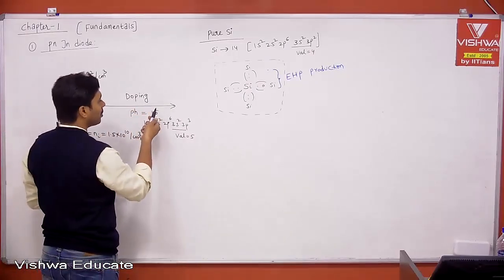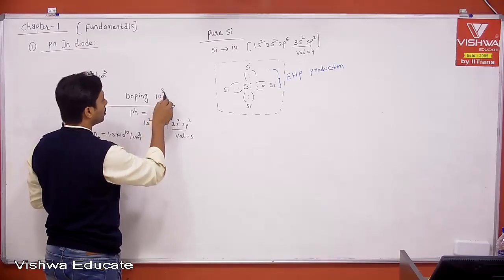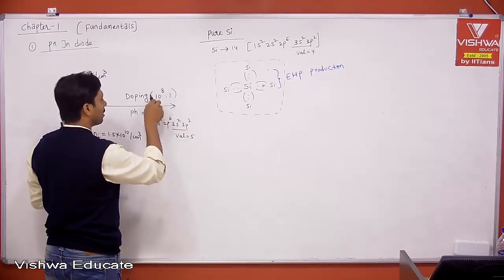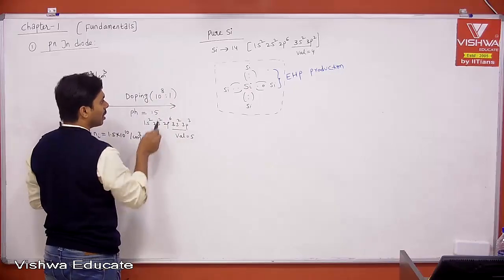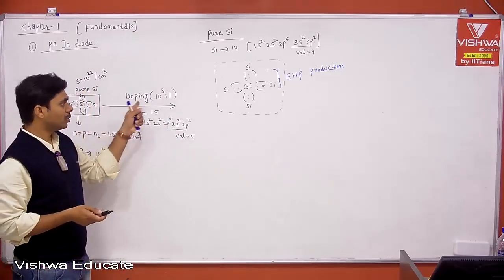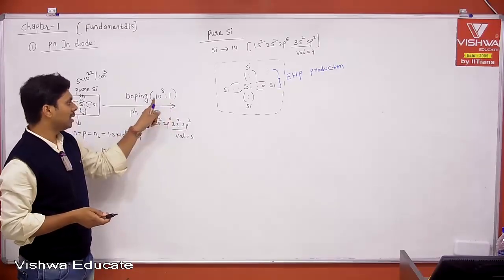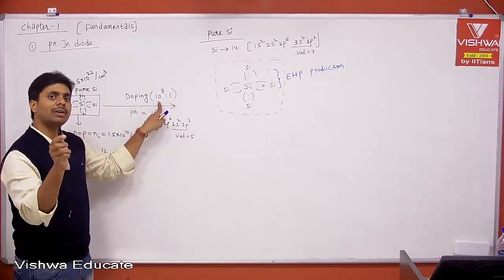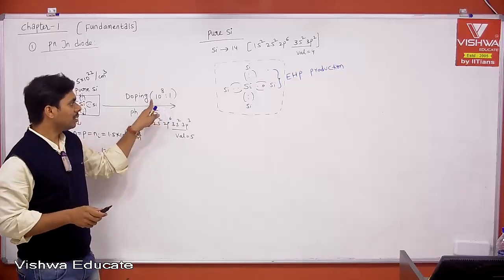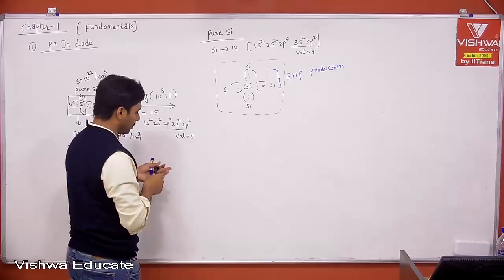Similarly, the doping profile is typically, let us say, 10^8 is to 1. What does it mean? For every 10^8 silicon atoms, one impurity atom will be added. Therefore this is nothing but doping. For every 10^8 silicon atoms, one impurity atom will be added. It is in the order of 10^8 to 10^10. If I say that, then that is your doping profile. Then if you add, what do we get?